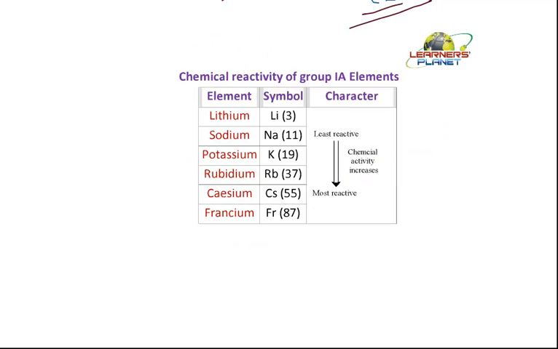This is the chemical reactivity of group 1A elements: lithium, sodium, potassium, rubidium, cesium and francium. Which is least electropositive? Lithium. And the most electropositive here is francium or cesium. Francium. Okay? That is, the chemical reactivity is increasing down the group.